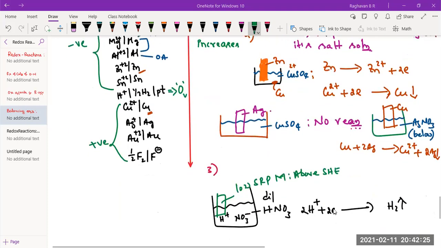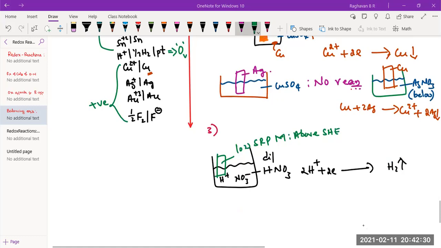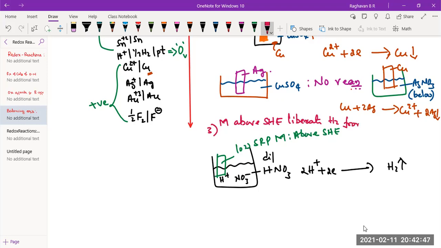That is D block. Okay, so what I can make as a statement for point number 3 is: metals or non-metals above SHE liberate H2 from dilute acids. Metals below SHE don't liberate.